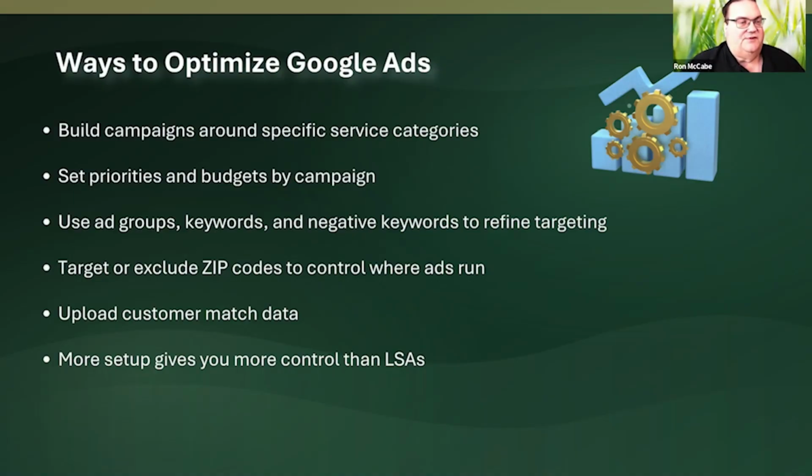Before that, we could really do some interesting customer match data. Now, with even as little as 100 customers, you can upload customer match data and essentially set your campaigns to look for clients like that. You can create a list of ideal clients and upload those, and then people doing the search that are in that preferred customer type are specifically targeted. So the key defining difference between Google Ads and local service ads is the control and the ability to set things up.